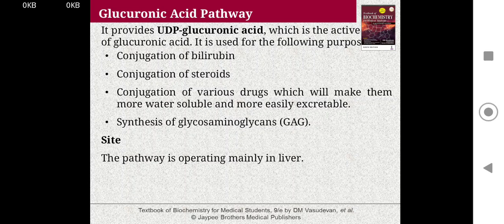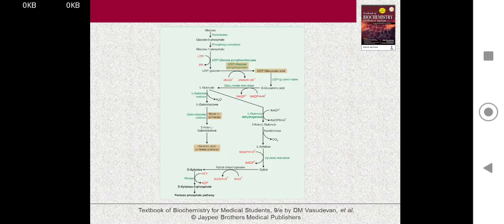Now, glucuronic acid pathway. It provides UDP glucuronic acid, which is the active form of glucuronic acid. It is used for the following purposes: conjugation of bilirubin, conjugation of steroids, conjugation of various drugs, which will make them more water soluble and more easily excretable, and synthesis of glycosaminoglycans. The pathway is mainly operated in the liver.